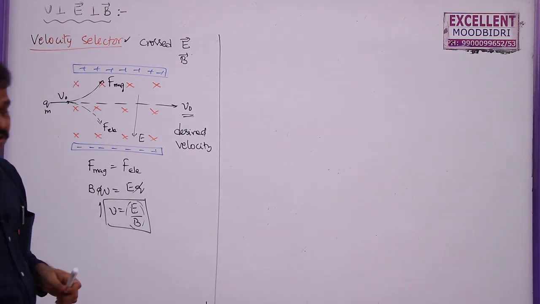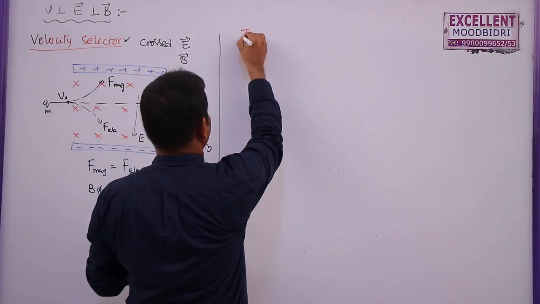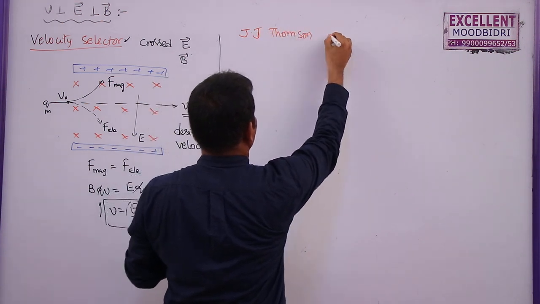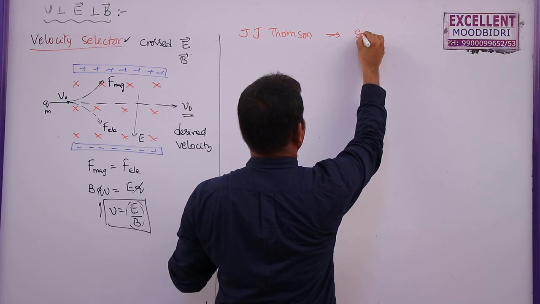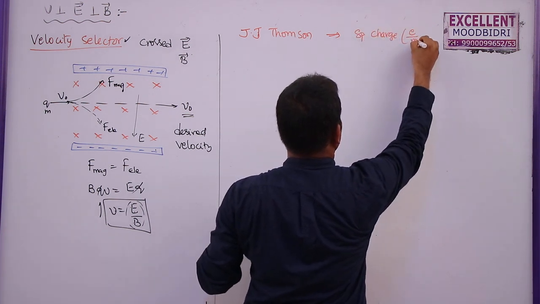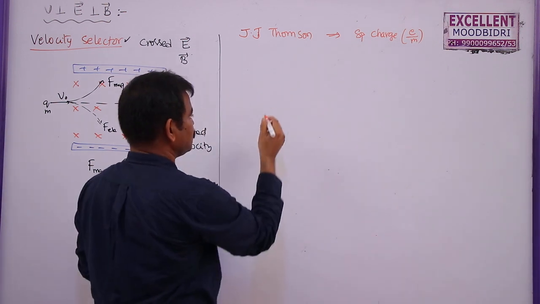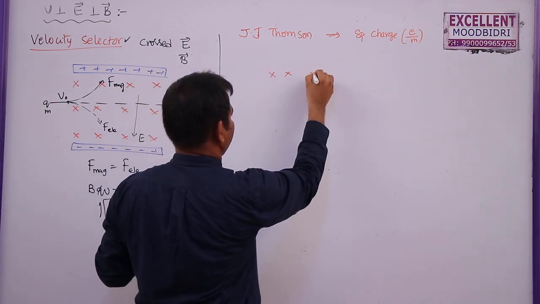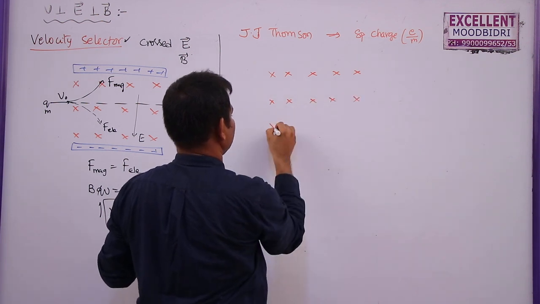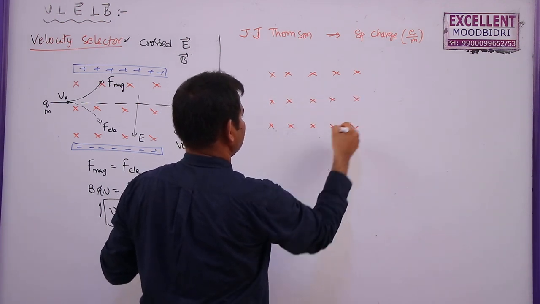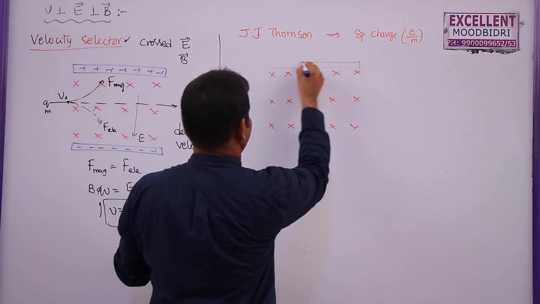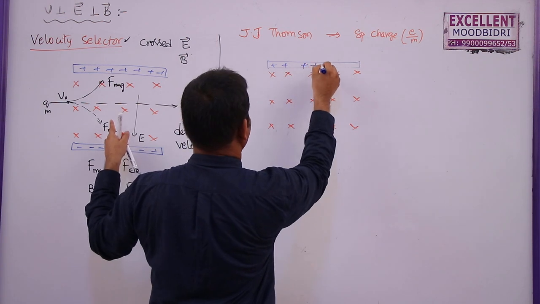In the second application, take the J.J. Thomson experiment to determine the specific charge, that is e by m. So in this case, this is the magnetic field, which is acting along the negative z-axis, and this is the electric field, similar to the same diagram here.